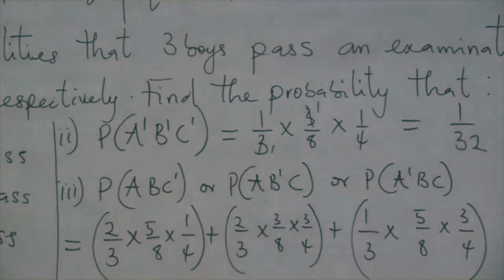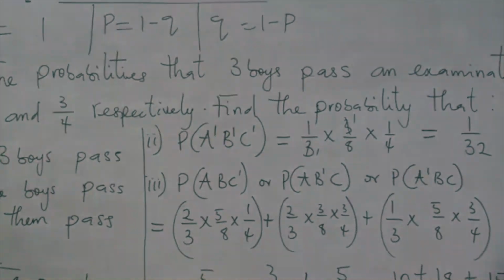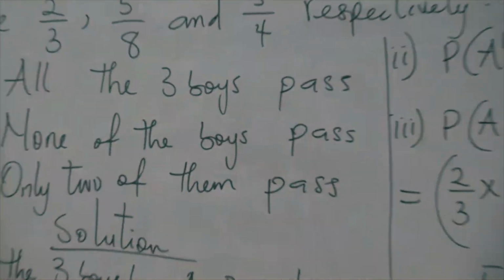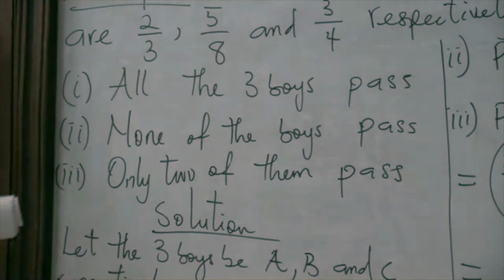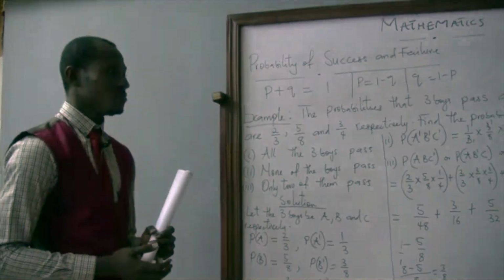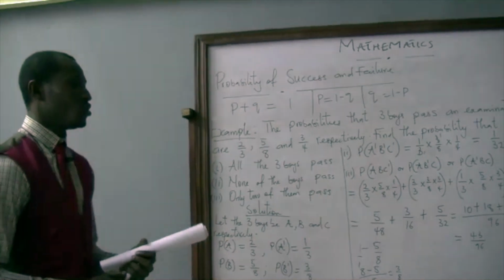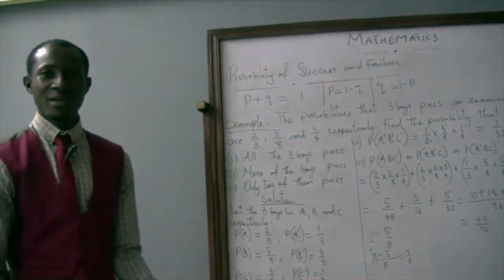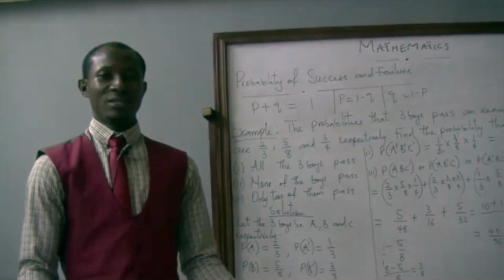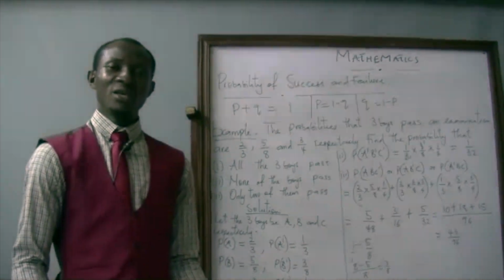The third question. Only 2 of them pass. What does this mean? Just like when we were picking the balls in the last lesson. If only 2 of them pass, we don't know which one. Is it A and B? Is it A and C? Is it also B and C?